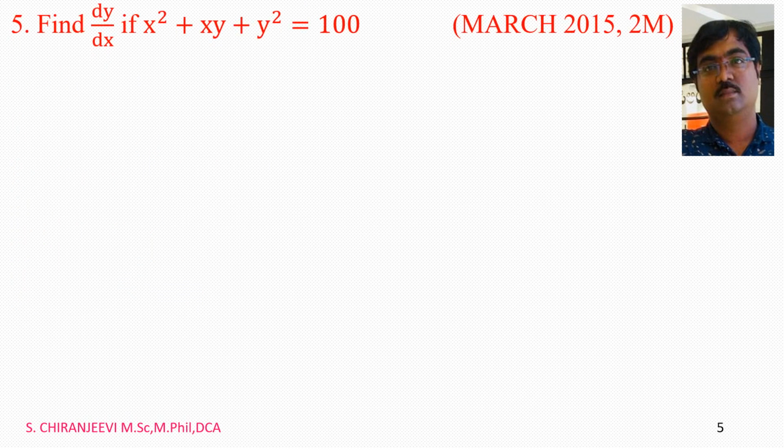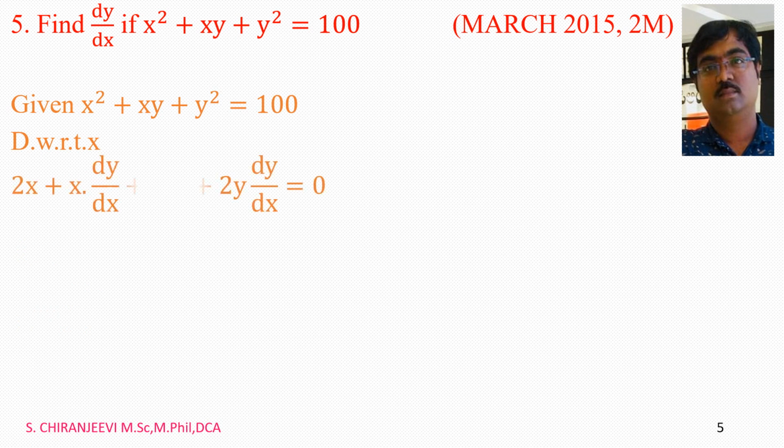Now the next problem, find dy by dx if x square plus xy plus y square equal to 100, which was asked in March 2015 for 2 marks. Given x square plus xy plus y square equal to 100, differentiating with respect to x, differentiation of x square is 2x, and listen to this carefully here: x into y, which is 2 terms. If you have 2 variables, you need to go for the product rule. x into differentiation of y is dy by dx, plus y into differentiation of x is 1.